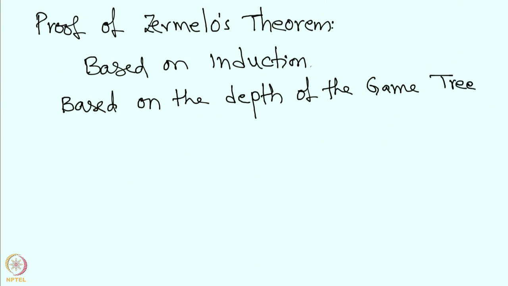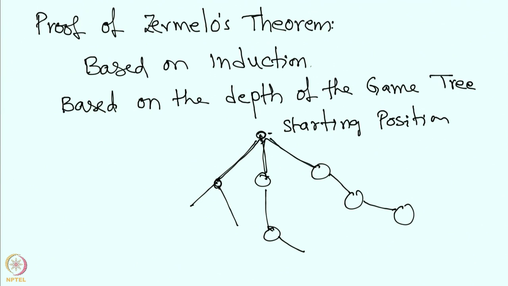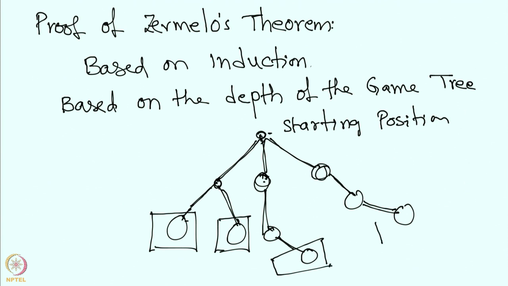So what I mean by depth of the game tree, suppose you take this. If this is the starting position, now here there are three possibilities, and then from here there are two possibilities, and then it ends at this terminal node. These are known as the terminal nodes. From here again these are the moves and it goes, and so here these nodes are terminal nodes. Terminal nodes are where it is decided whether it is a win, loss or draw.